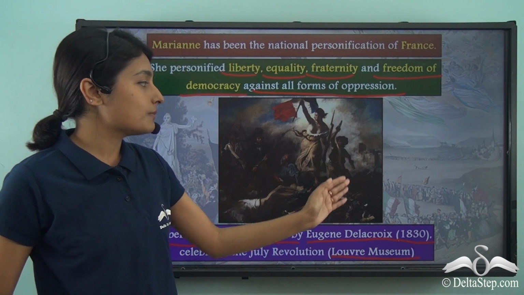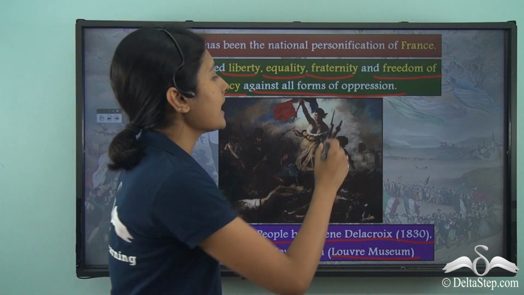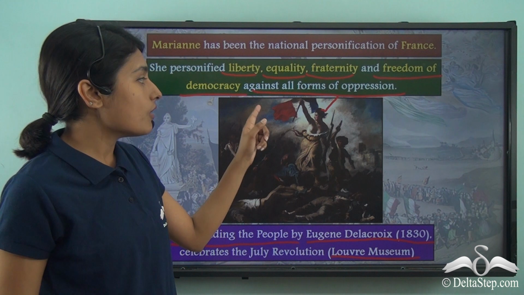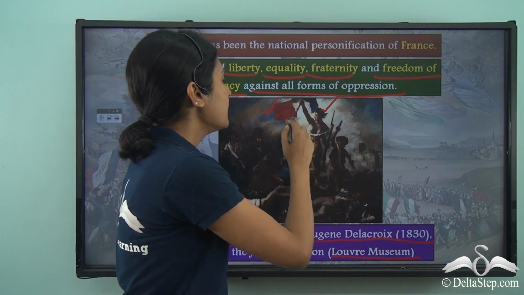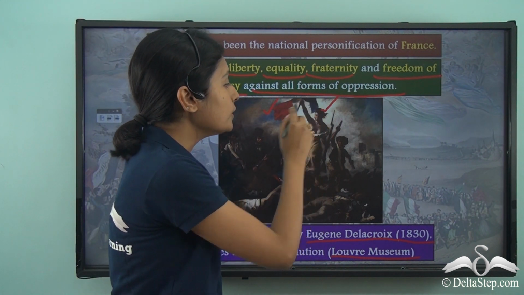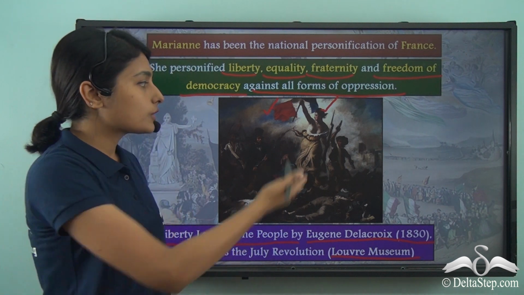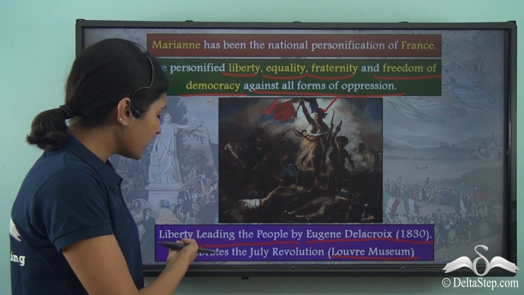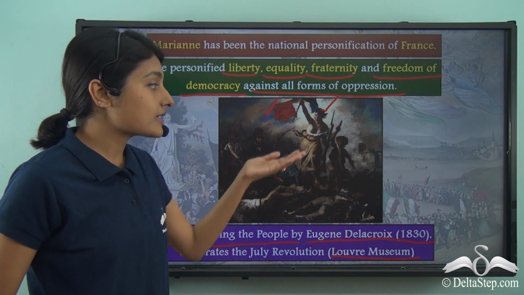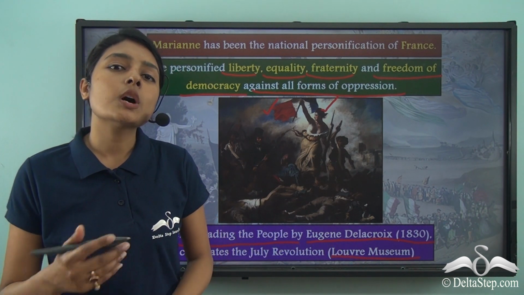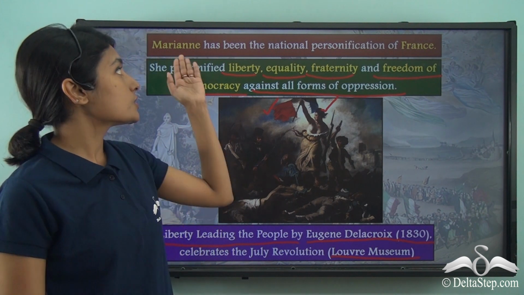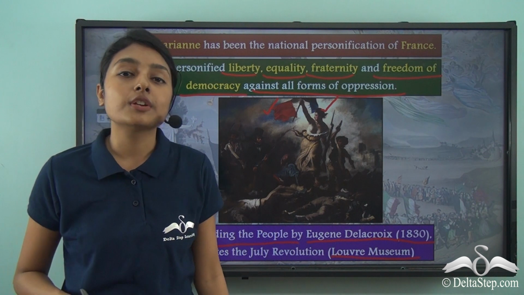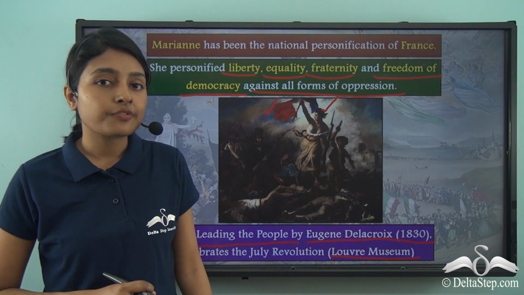Now if you look at this image closely, you will be able to see that this woman is wearing the red Phrygian cap. She is also holding the red, white and blue flag of France. This woman herself is an embodiment of the idea of liberty, and she is leading the people. So this is one of the many representations of Marianne, which was the national personification of France following the French Revolution.